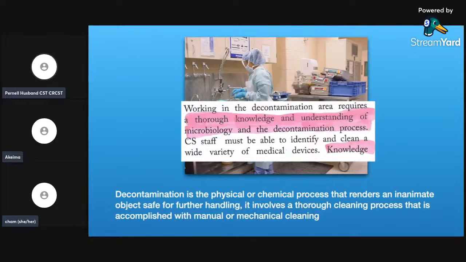So decontamination, what is it? You need to know this. Decontamination is the physical or chemical process that renders an inanimate object, like surgical instruments, safe for further handling, which is why, my dear sister, he can touch those instruments that have been decontaminated.